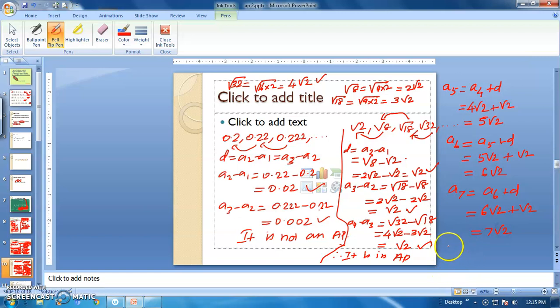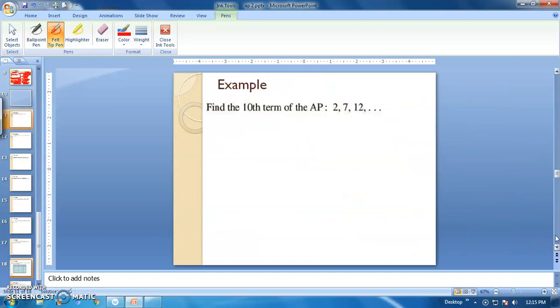So the next 3 terms of the series are 5 root 2, 6 root 2, 7 root 2, etc. Okay. Right. So next example.